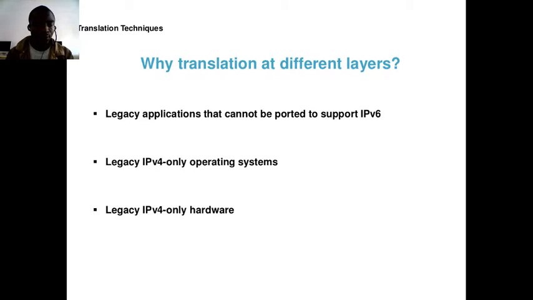And then you may have legacy equipment, legacy hardware that is only supported by IPv4 networks but which cannot be supported by IPv6 networks. So you must also do translation at this layer. An example would be obsolete printers that cannot communicate with an IPv6 topology.